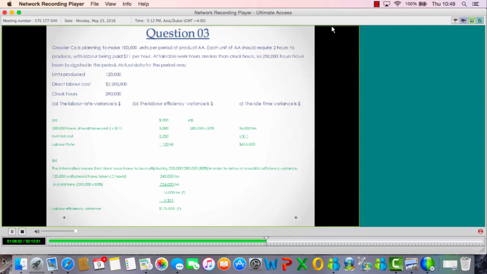Now this is the standard. Each unit of A should require 2 hours to produce. 2 hours means 2 hours continuous, no breakdowns, no idle time in between. So to make one product of A, I'm going to need 2 hours.